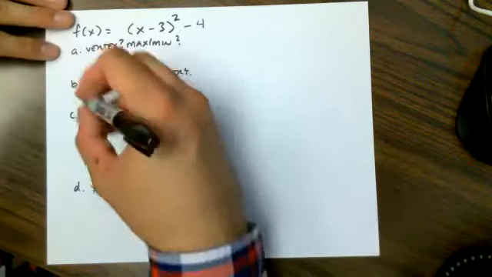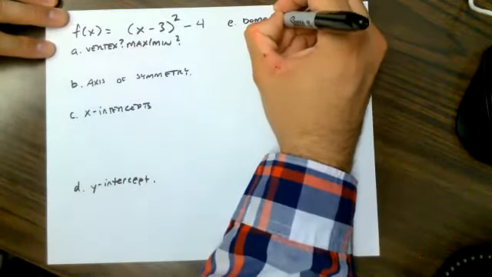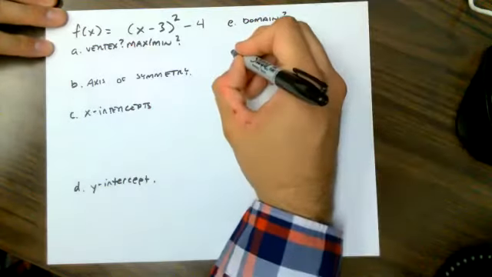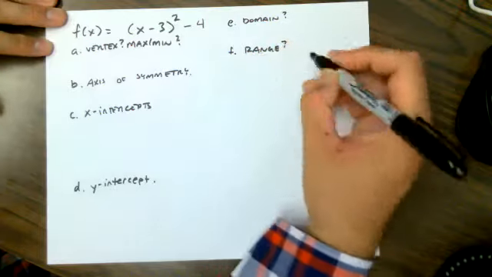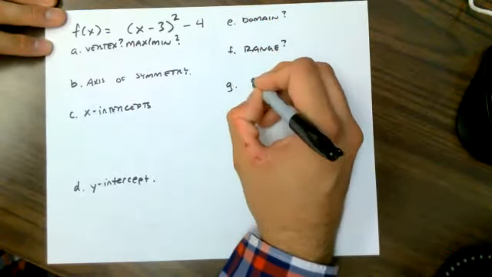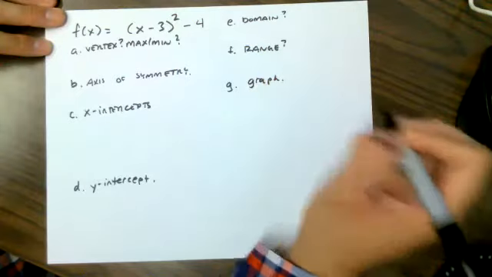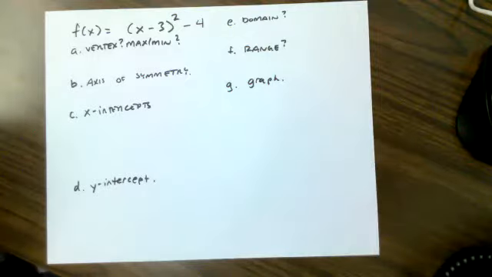And then domain and range. Let's find the domain. Range, we might graph it and then come back to that just to show what's going on there. And then G, let's just graph. We'll do a standard graph. I might need another piece of paper to do G. Okay, so let's start on this one.